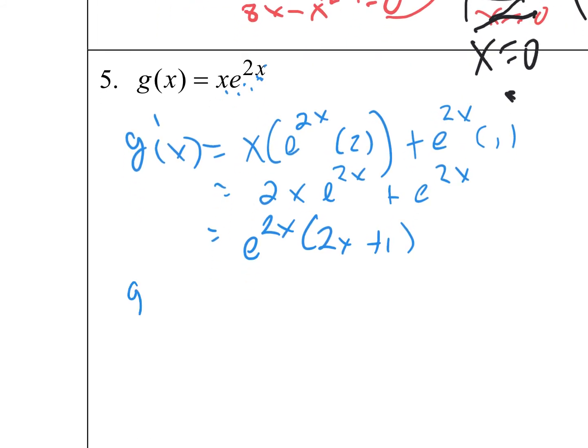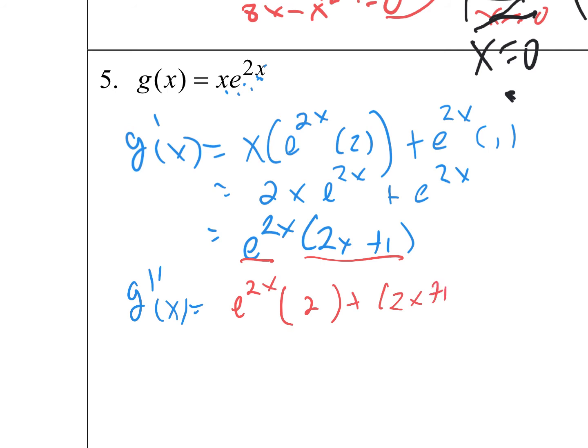Bummer. G double prime of x will be the first, which is, this is the first, and this is the second. E to the 2x times the derivative of the second. Well, that's easy. 2. Plus the second, 2x plus 1 times the derivative of e to the 2x, which is 2e to the 2x, because it's e to the u times the derivative of u, so there it is.